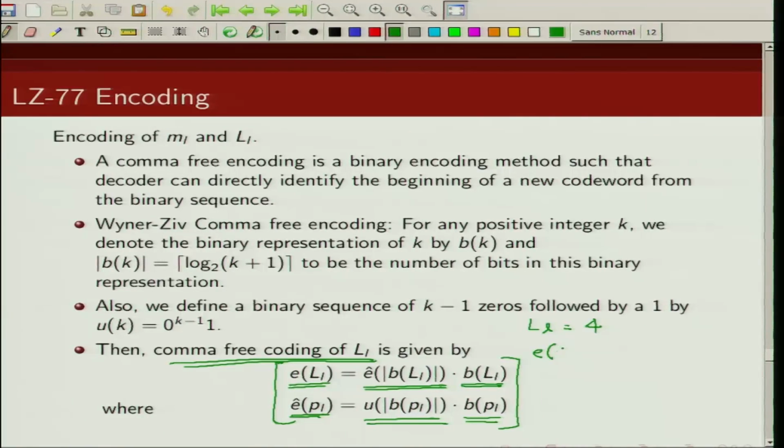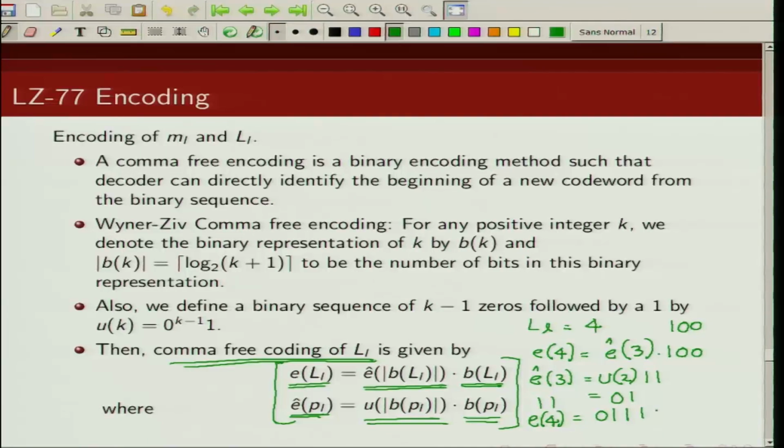According to this, E of 4 will be E hat of, now the binary representation of 4 is 100. So how many bits do we require to represent 4? That's 3. So this will be E hat of 3, followed by the binary representation of 4, which is 100. And how do we find E hat of 3? That is nothing but U of, now how do we write 3? 3 is written as 1 1. So the number of bits required to represent 3 is 2. So this will be U of 2 and the binary representation of 3, which is 1 1. And U of 2 is nothing but 0 1. So then E of 4 is given by 0 1 1 1 1 0 0.